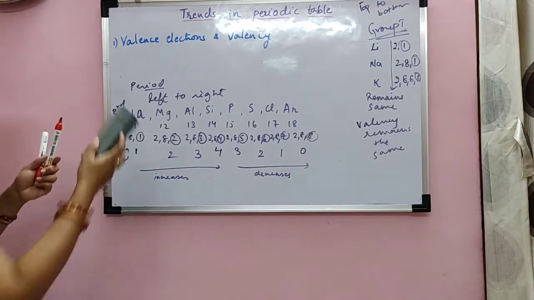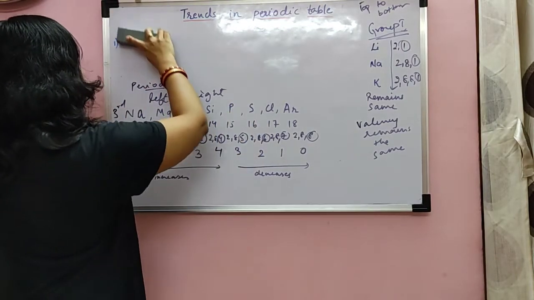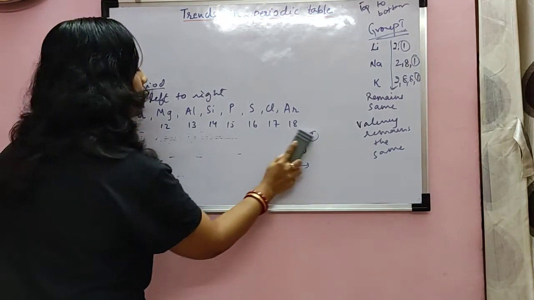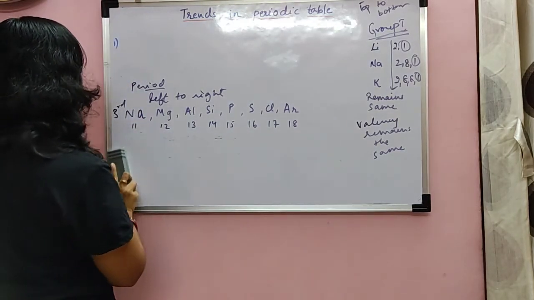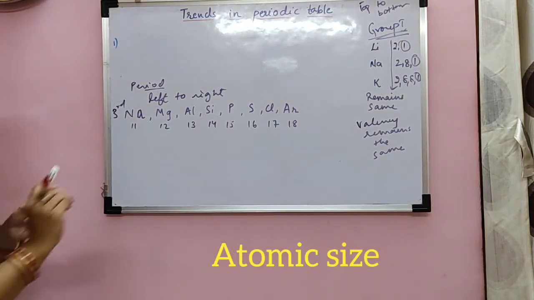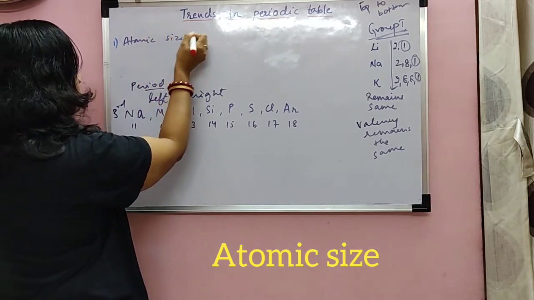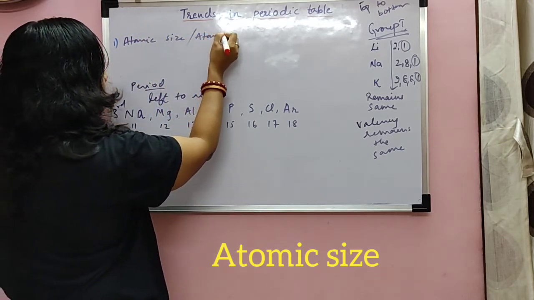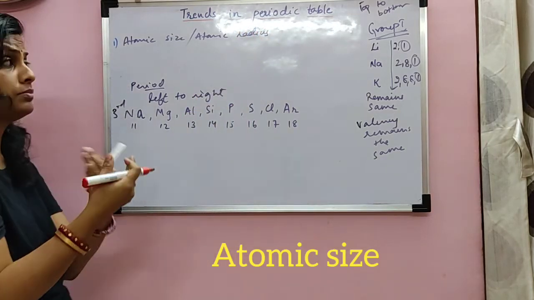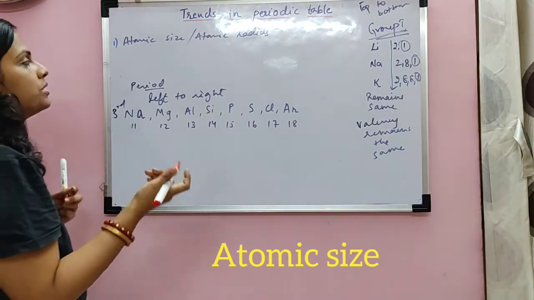Now, this was about valence electron and valency. So let us talk about the next thing, that is the atomic size, or the size of the atom. Atomic size is also called atomic radius. Now, what is this atomic radius? First, I'll explain what atomic radius or atomic size is. How will you define atomic size?